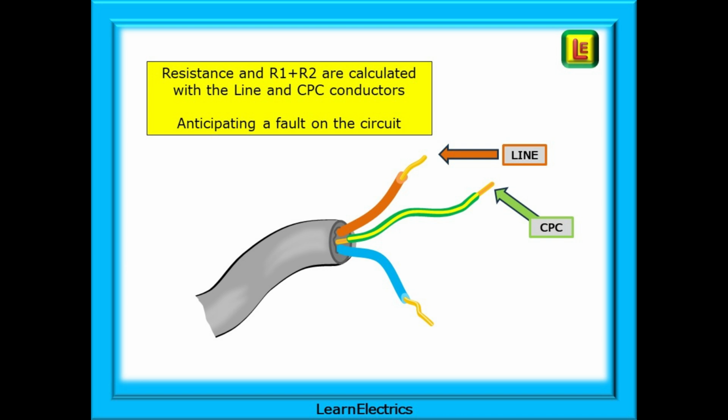It's important that you understand this next bit. Resistance and R1 plus R2 are calculated with the line and CPC conductors. We are anticipating the resistance of the cables if there is a fault on the circuit. A fault between line and CPC, nothing to do with the neutral. If we know the resistance, we can calculate the fault current that might flow.